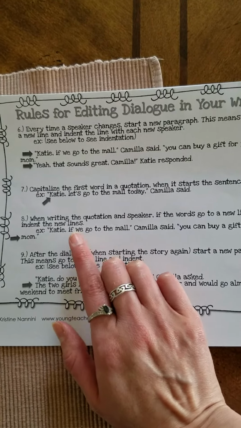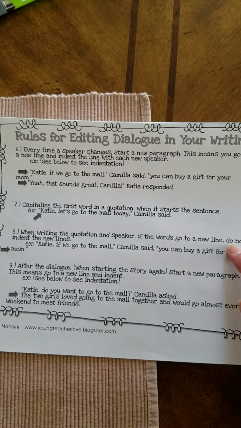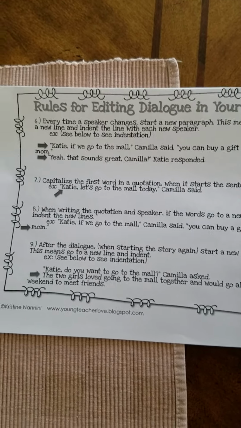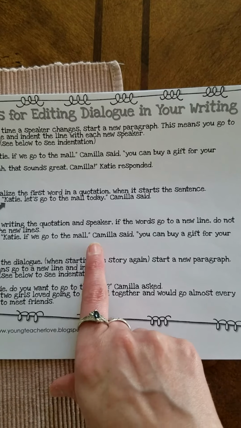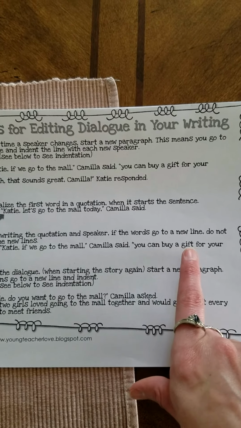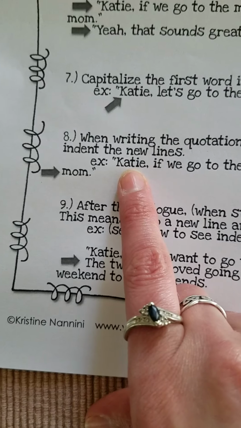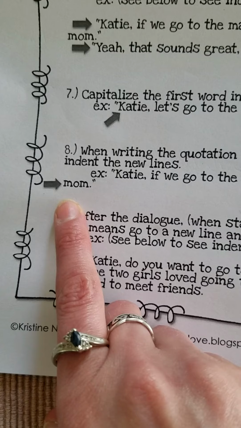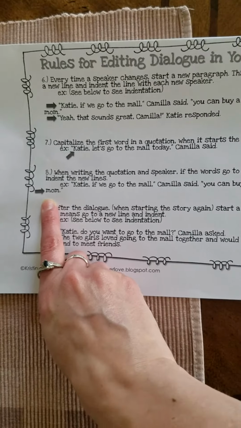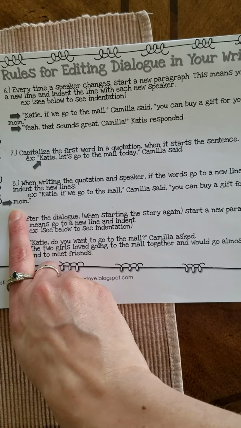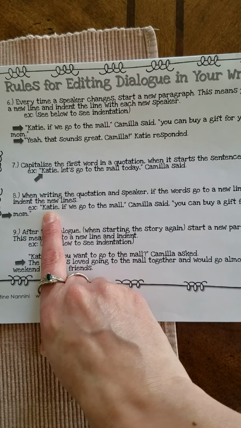When writing the quotation in Speaker, if the words go to a new line, we're not going to indent. So for example, we have this sentence, "Katie, if we go to the mall," Camilla said, "you can buy a gift for your mom." Notice how Katie is indented, but mom is not. The word mom ran over to the next line, so we are not going to indent that. We are just going to indent the first part of our dialogue.